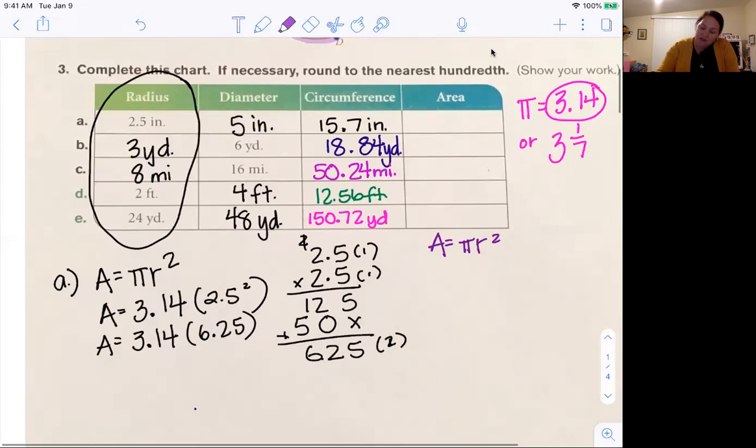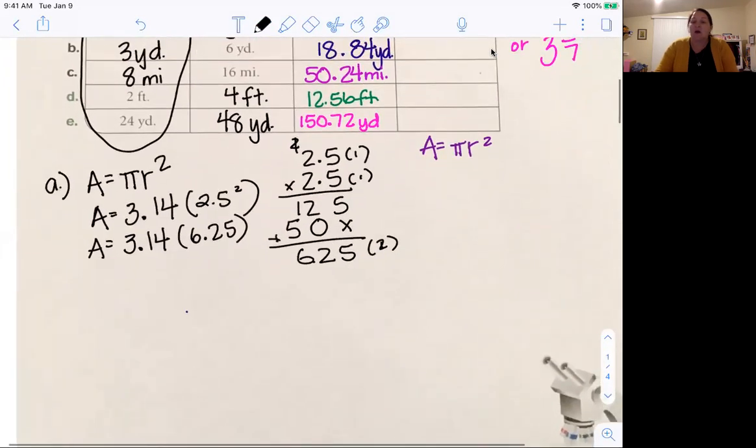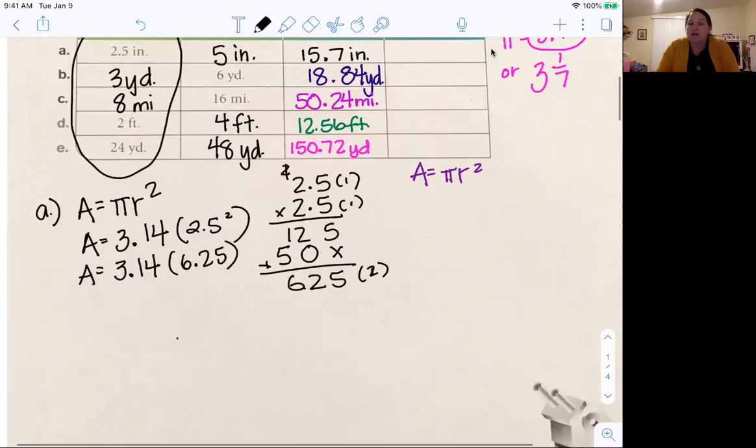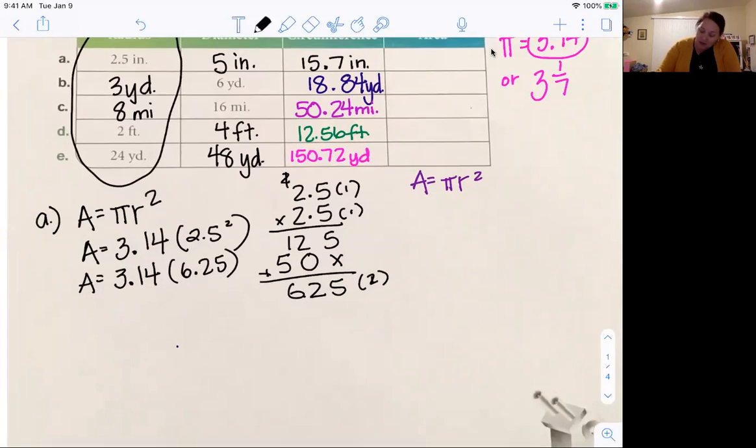Now, our directions did say to round to the nearest hundredth. So let's keep that in mind when we find our answer in a little bit. I now need to multiply 3.14 times 6.25 to find my area of that circle. I'm going to rewrite it. 3.14 times 6.25. Okay, you do the multiplying, I'll do the multiplying, and you check with mine when you're done.